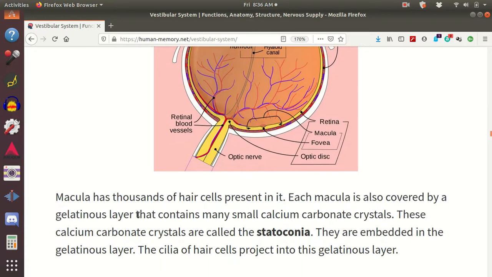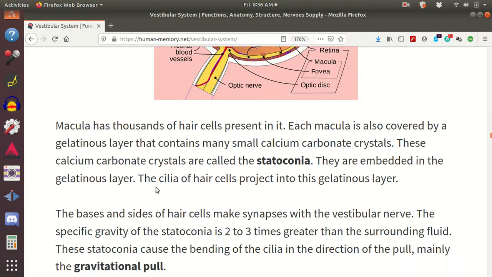The macula has thousands of hair cells present in it. Each macula is also covered by a gelatinous layer that contains many small calcium carbonate crystals. These calcium carbonate crystals are called statoconia. They are embedded in the gelatinous layer. The cilia of the hairs project into this gelatinous layer.